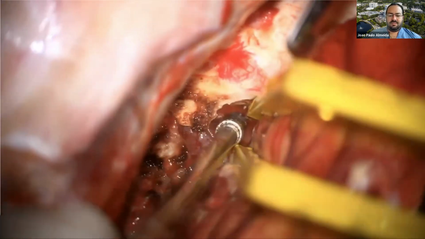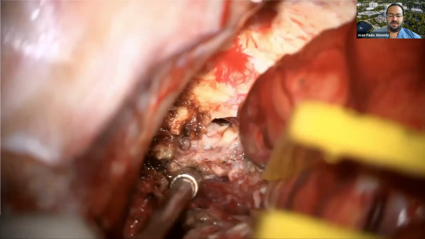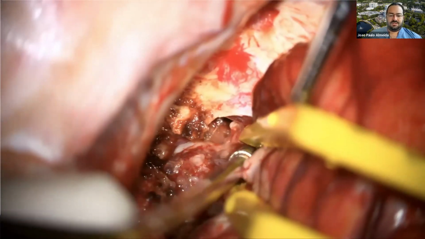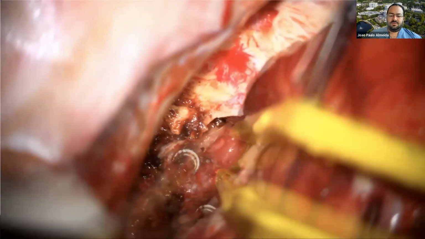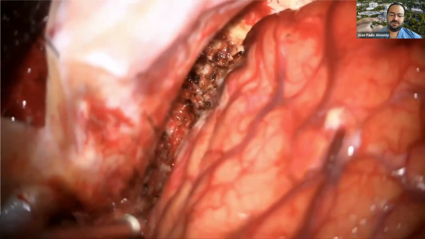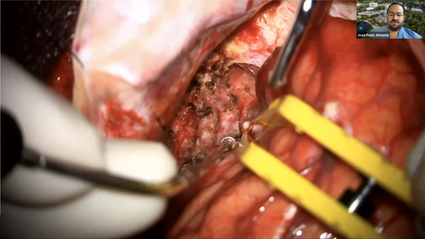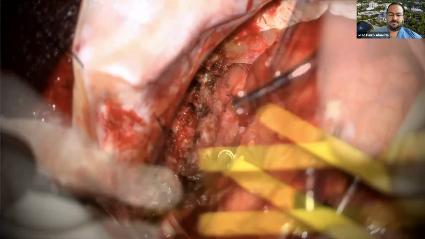This patient already had bilateral olfactory dysfunction, so we could be even more aggressive with that area with no additional consequences. So the tumor needs to be devascularized, and we need to get all the way to the contralateral, to the right side normal brain, so we can continue the dissection.